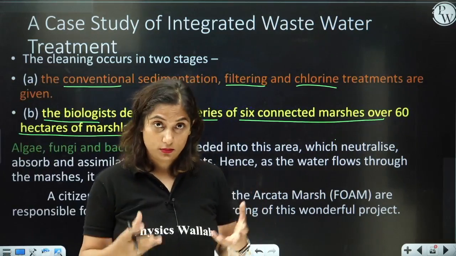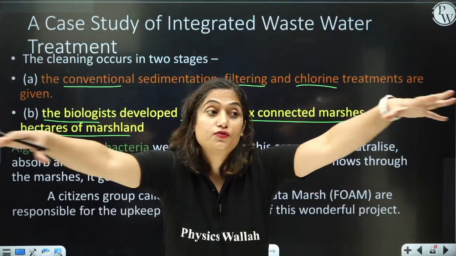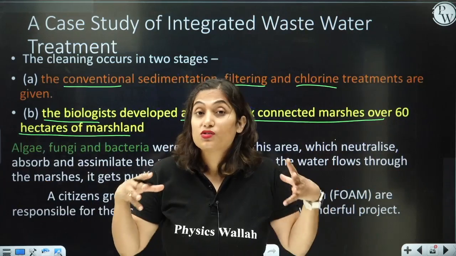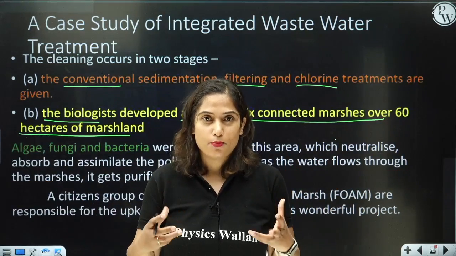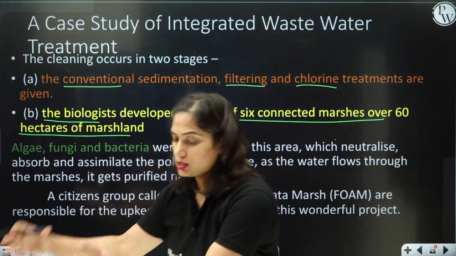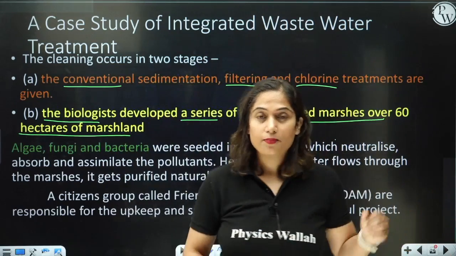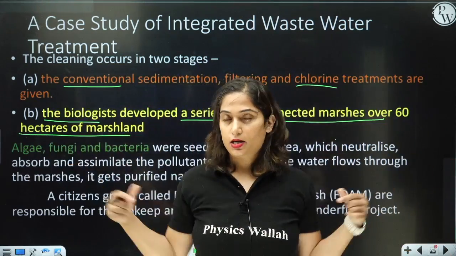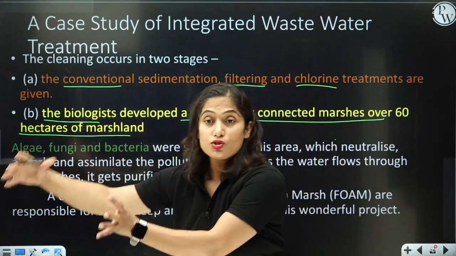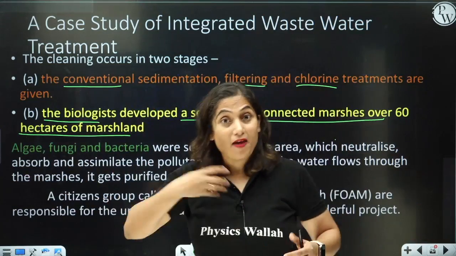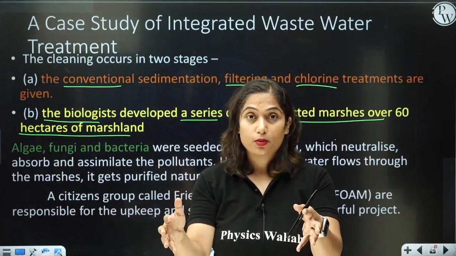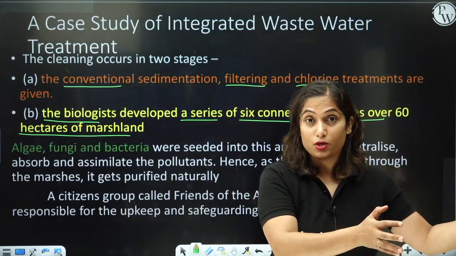So what is done is that a land of 60 hectares was taken, and that was a marshy area, a marshland. And that 60 hectares of land was converted into 6 small marshlands. And in those 6 marshlands, various organisms were introduced. Like in one marshland, it was algae. In another marshland, it was fungi. In another marshland, it was bacteria.